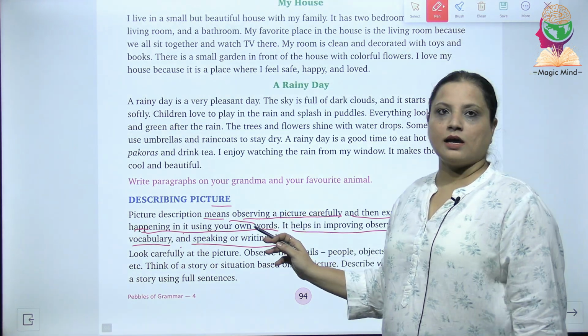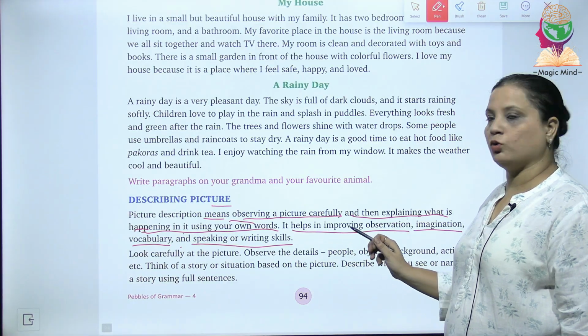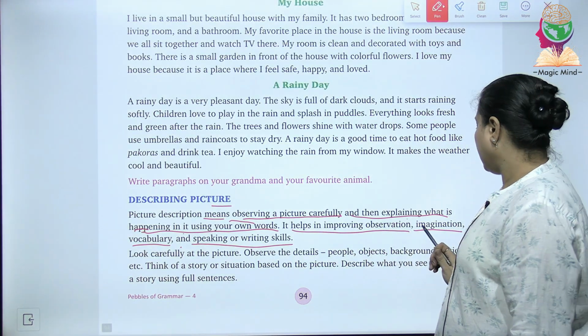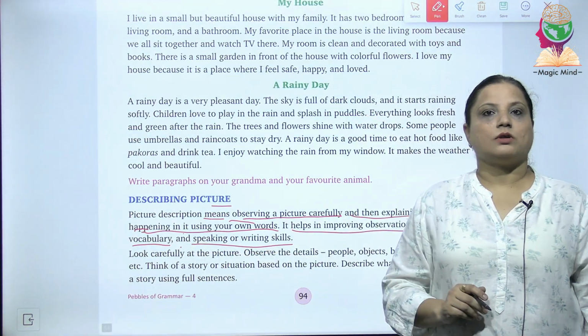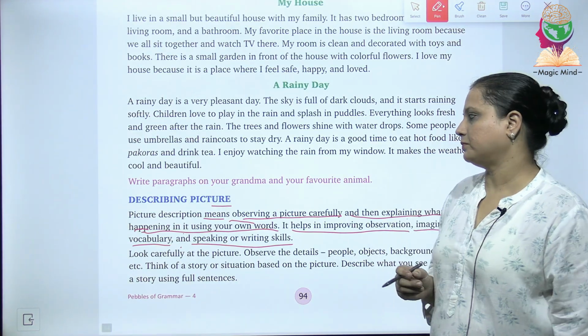So what will happen by doing this? This will actually improve your observation skill, your imagination, your vocabulary and your speaking as well as writing skill.